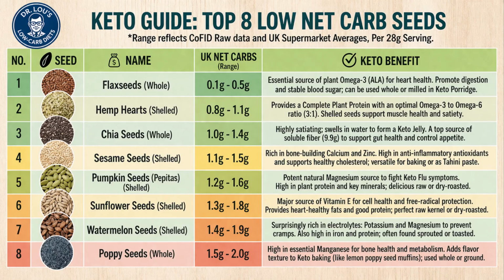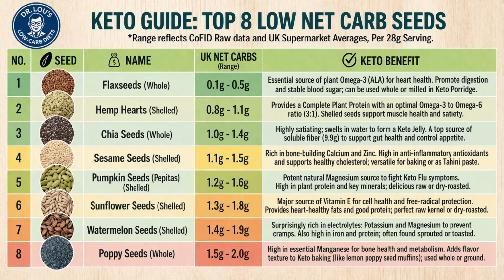So if you have 28 grams, this is the net carbs column, and that will tell you exactly what you're getting. Okay, so first of all, it's ranked 1 to 8. Then you have the picture of the seed, and on the next part you have the name of the seed. Then you can look over and see the net carbs. And then jumping over, you've got an additional keto benefit column. So let's not hang around. Let's have a look here first.